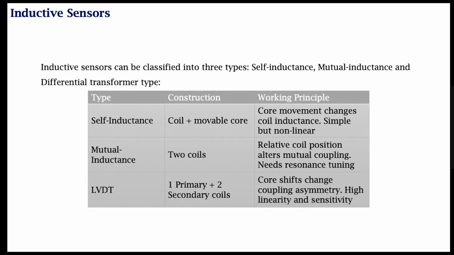The other idea is to use two coils, one primary and one secondary type. In this case, one of these coils moves relative to the other, thus affecting what is called mutual inductance. This alters mutual coupling between the two coils. This is a great method. This is also linear, but the problem is that this requires you to tune the two coils to some resonance, right? Because it needs resonance tuning.